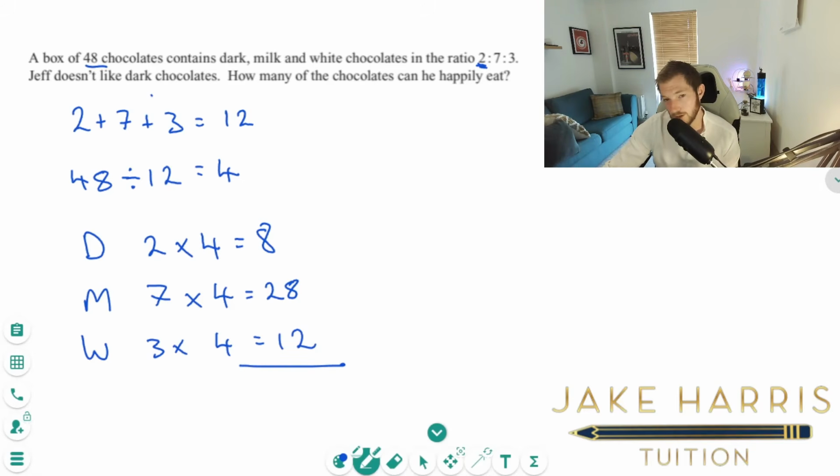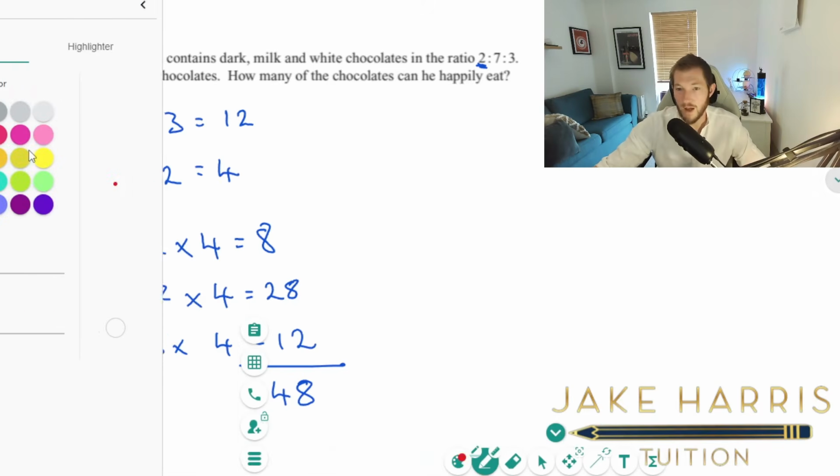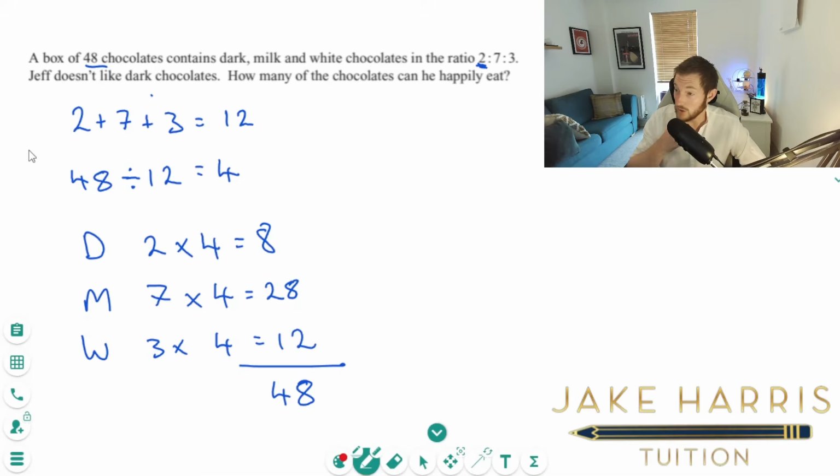Just add them all up to check that it works. 28 add 12 is 40, add 8 is 48. So we've got a total of 48 chocolates, and we must always, on worded questions, check that we've answered what the question is actually asking. So here it says Jeff doesn't like dark chocolates. How many of the chocolates can he happily eat? Well, if he doesn't like dark chocolates, that means he can eat the rest. 28 add 12, he can happily eat 40 chocolates. And there we go.